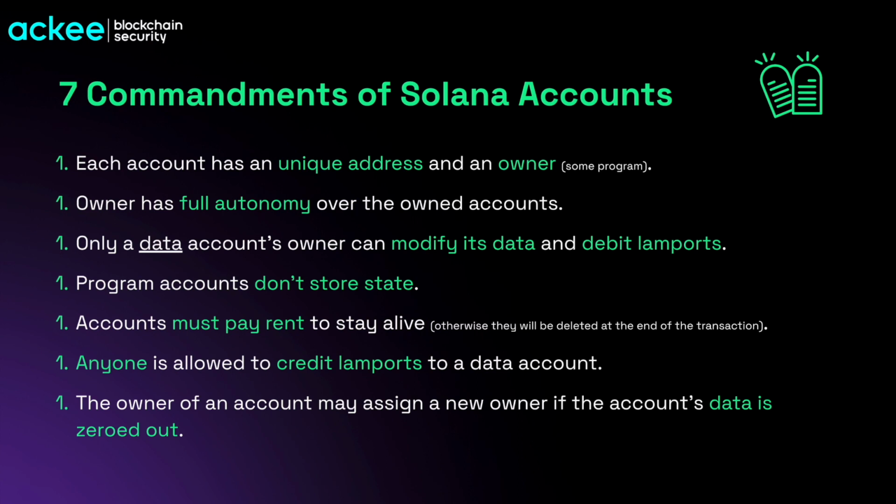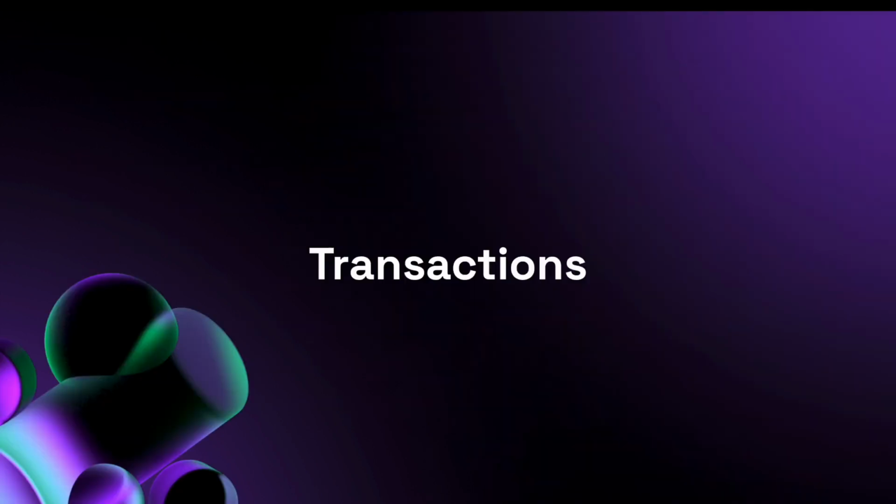So yeah, to tie all of this down, we have the 7 basic rules for Solana accounts. First, each account has a unique address and a unique owner. The owner has full autonomy over the owned accounts, and only the account's owner can modify its data and debit lamports. The programs, as I mentioned, don't store any data. We have separate accounts for that, and accounts must pay rent to stay alive and not be deallocated from Solana. Anyone is allowed to credit lamports to the data account, but if you want to spend them, you need to be the account owner. The owner of the account may assign a new owner if the account's data is zeroed out. So if you want to transfer the ownership of the account, we need to essentially erase the data contained in that particular account.